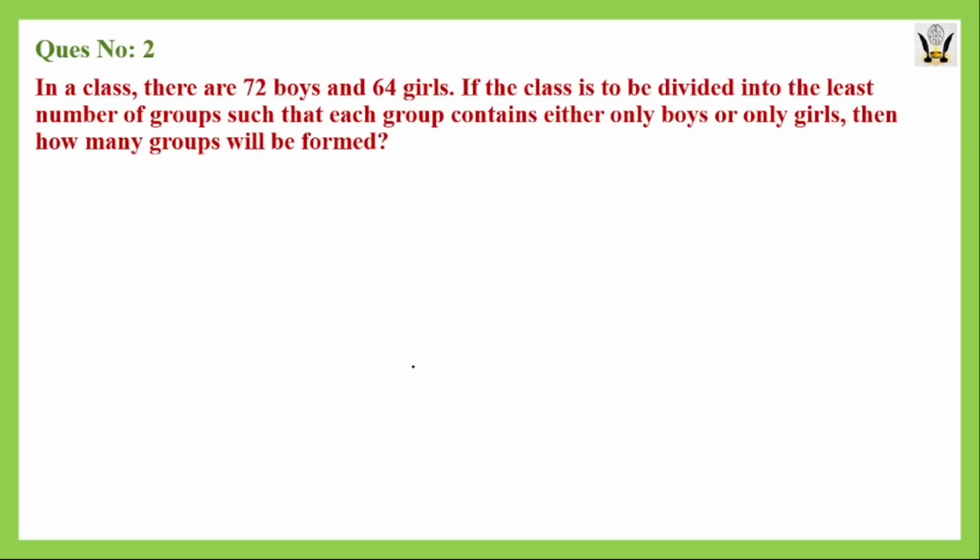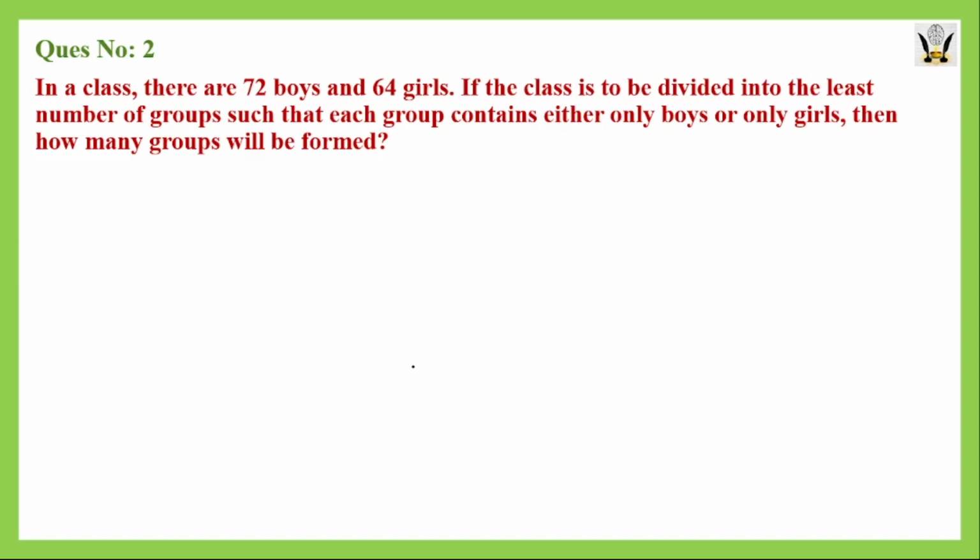The next problem sum says that in a class there are 72 boys and 64 girls. If the class is to be divided into the least number of groups such that each group contains either only boys or only girls, then how many groups will be formed? Now there are a few key points. In that class there are 72 boys, 64 girls. So this is one of the pieces of information that we need to note. Then the class is to be divided into the least number of groups.